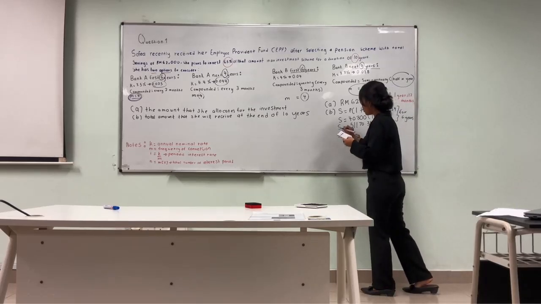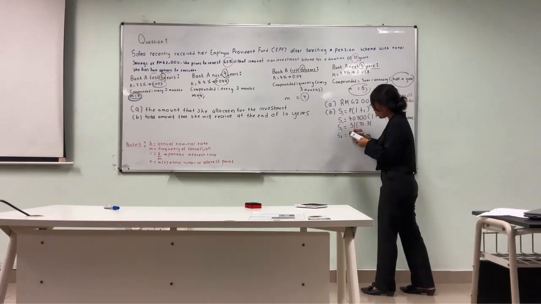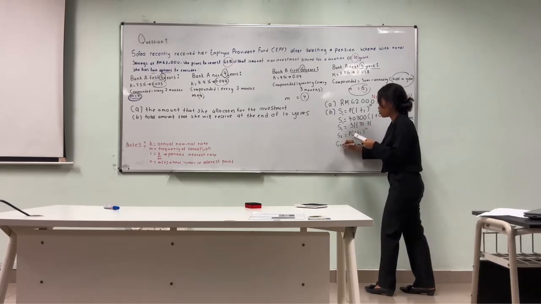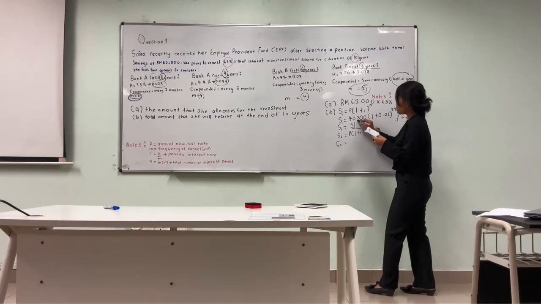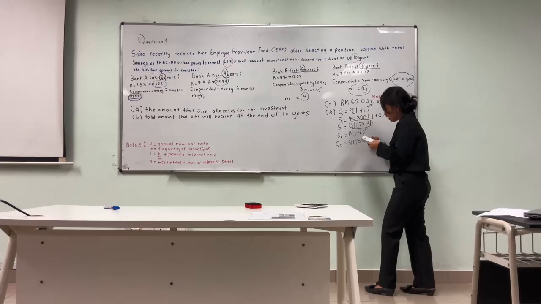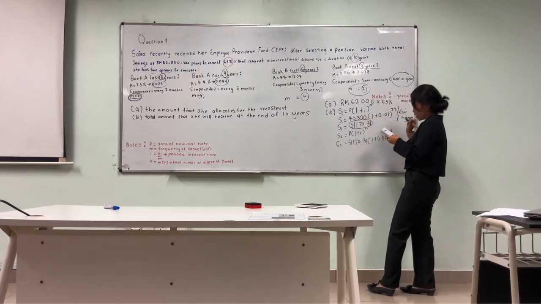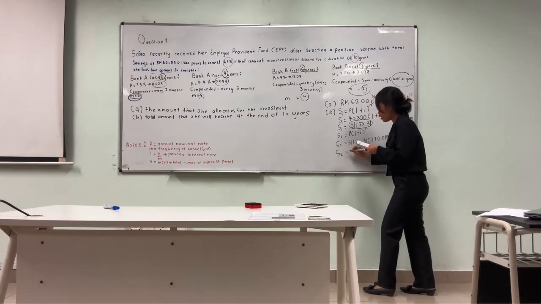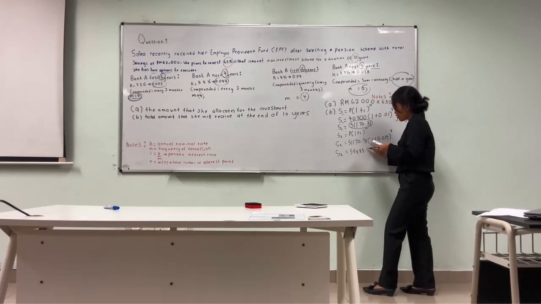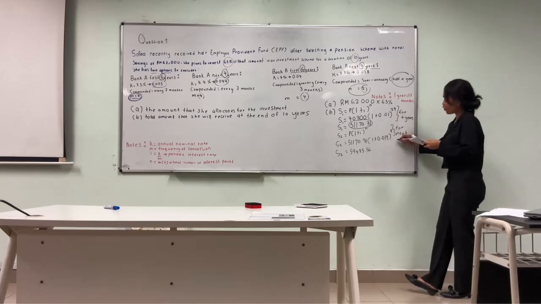Now for S2, we use the same formula too, P(1 plus I) to the power of N. We need to use this one as S2: 51,170.31 times 1 plus 0.019 to the power of 4. So the final answer is 59,485.56. This one is for the next 4 years.